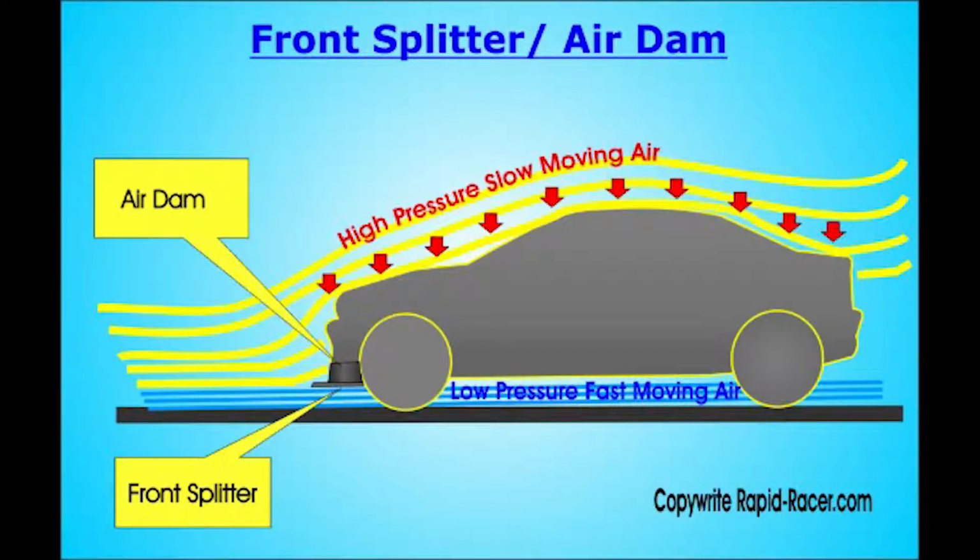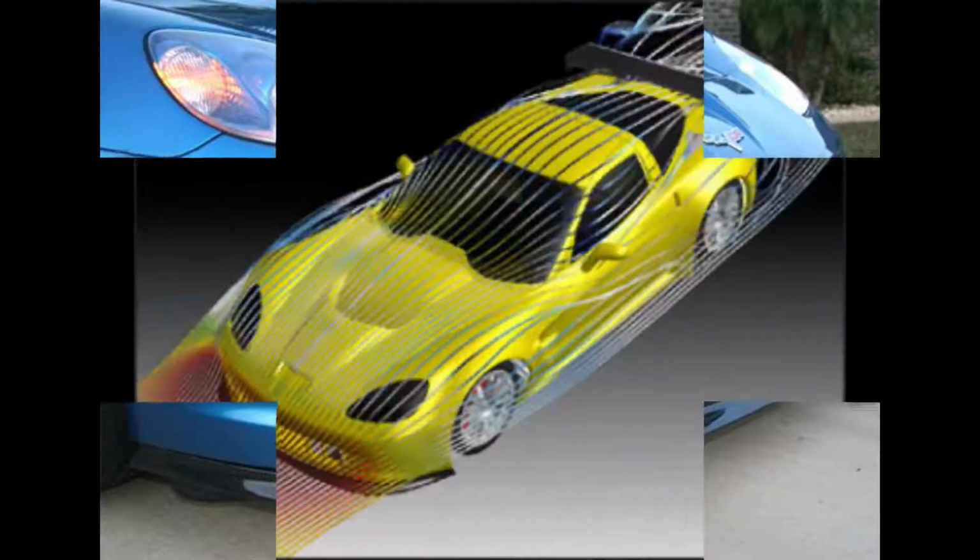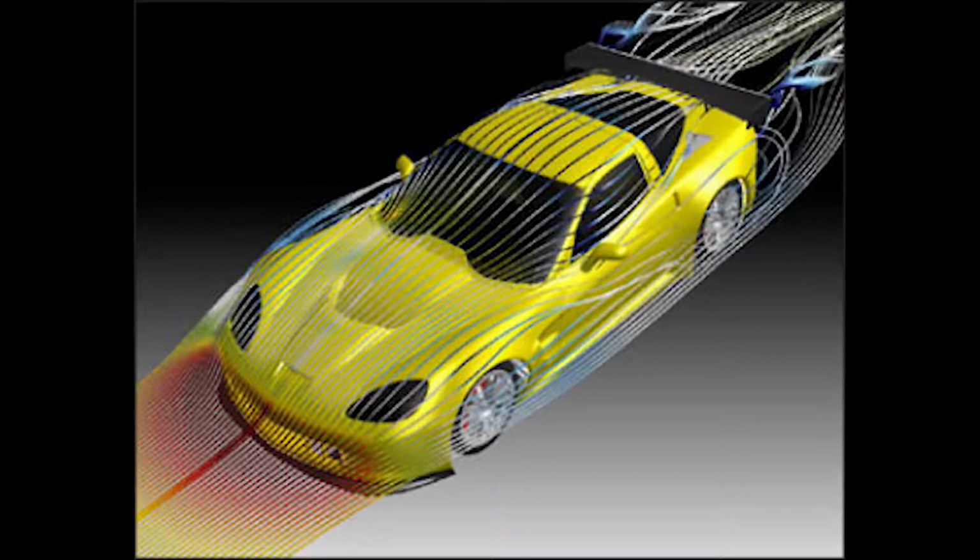The splitter is the boundary for air to either go above or below the car. The lower the splitter is to the ground, the more downforce it creates. But sometimes if the splitter is too low, they might crack by hitting the ground or other cars. Front splitters increase drag, but not by a huge margin.